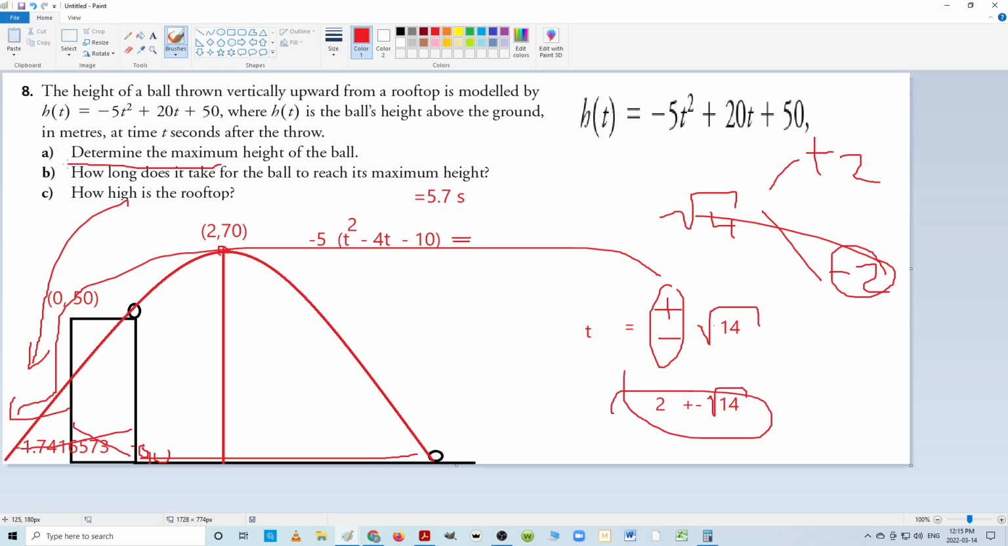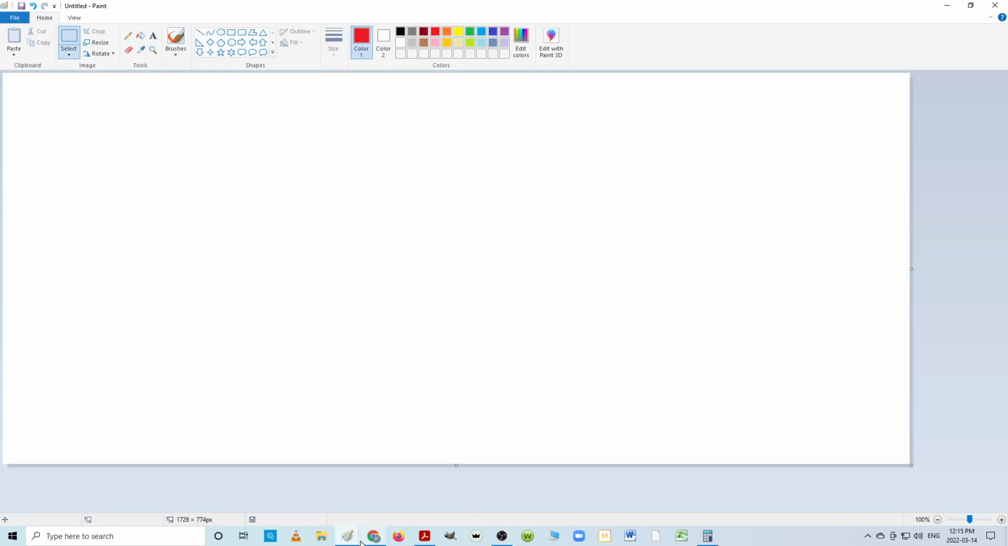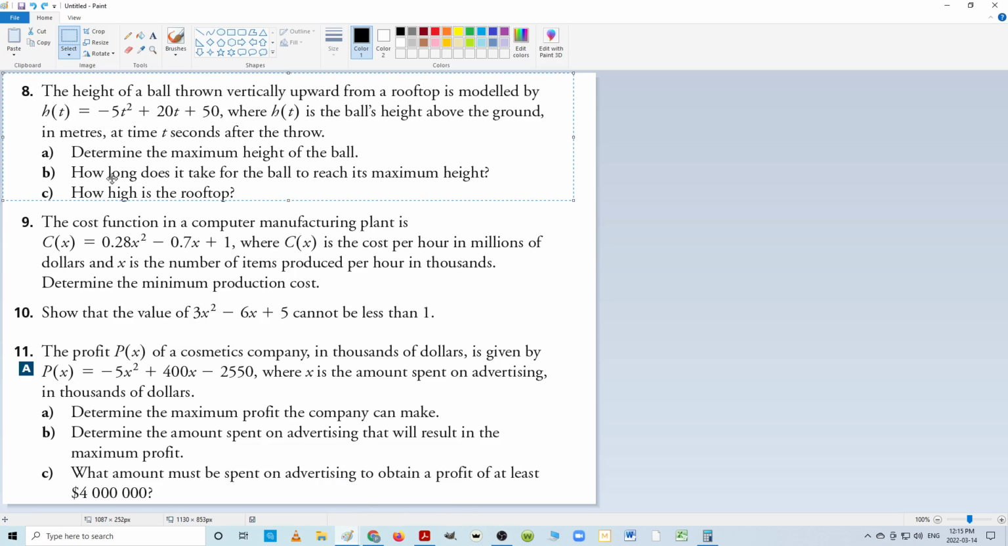So anyway, I didn't even read it properly, which is another thing you should always do. Make sure you read your questions. How long does it take to reach the maximum height? 2 seconds. How high is the rooftop? 50 meters. What's the maximum height? 70 meters. But it was good to do the other question because that'll come up as well.